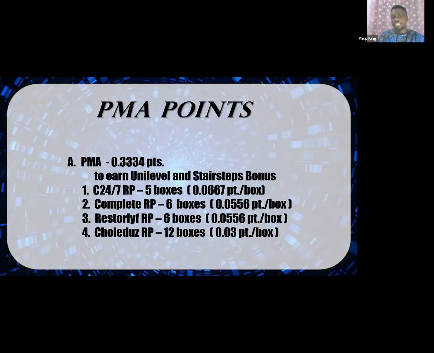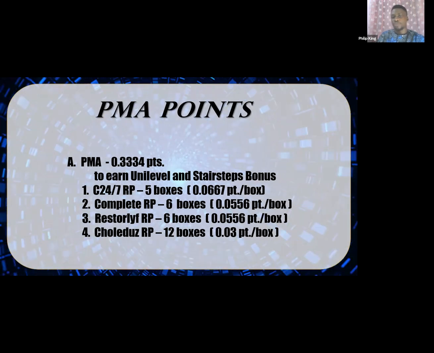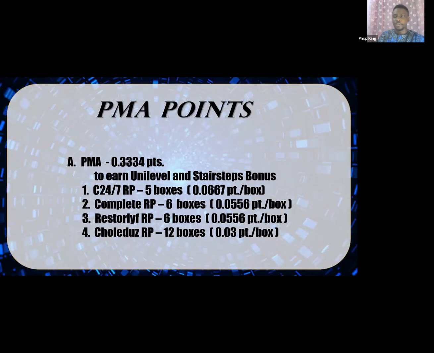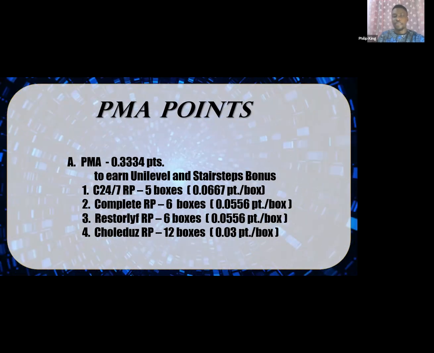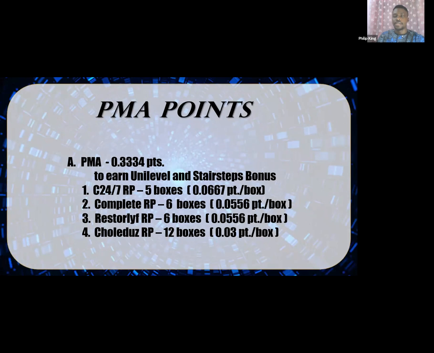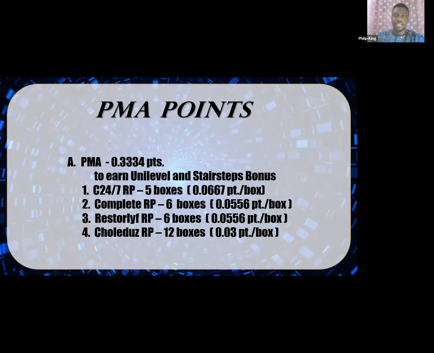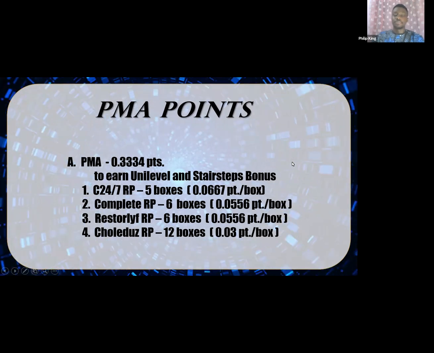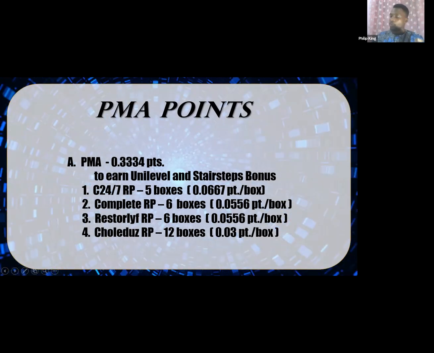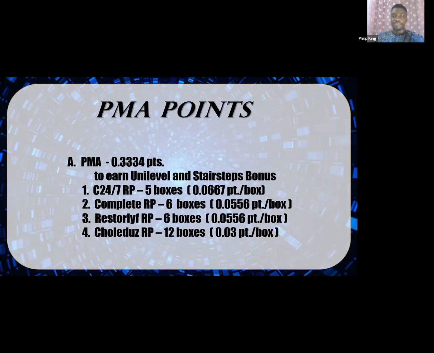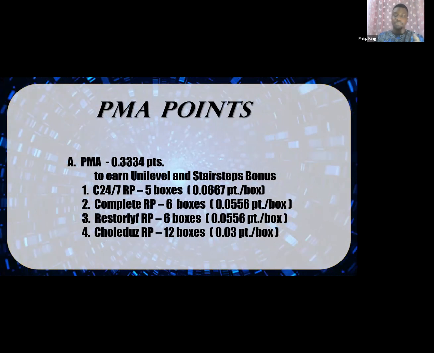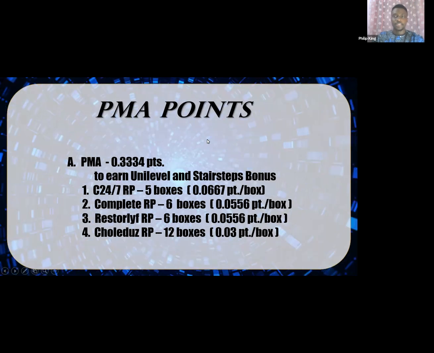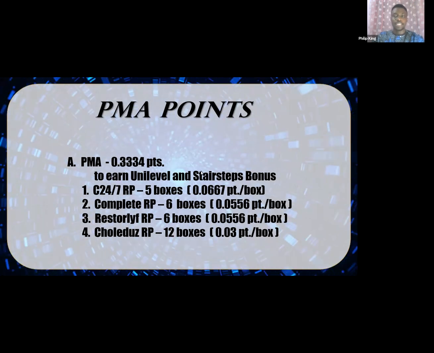If you want to use C247 for your triple maintenance, you need about 15 boxes. I think somebody should do the maths. You need about 15 boxes for your maintenance. So we'll do that maths quickly. 0.0667, that's 1.0005 divided by 0.0667. You can do that math. Okay, quickly. It's about 15 boxes. 15 boxes for your triple maintenance.